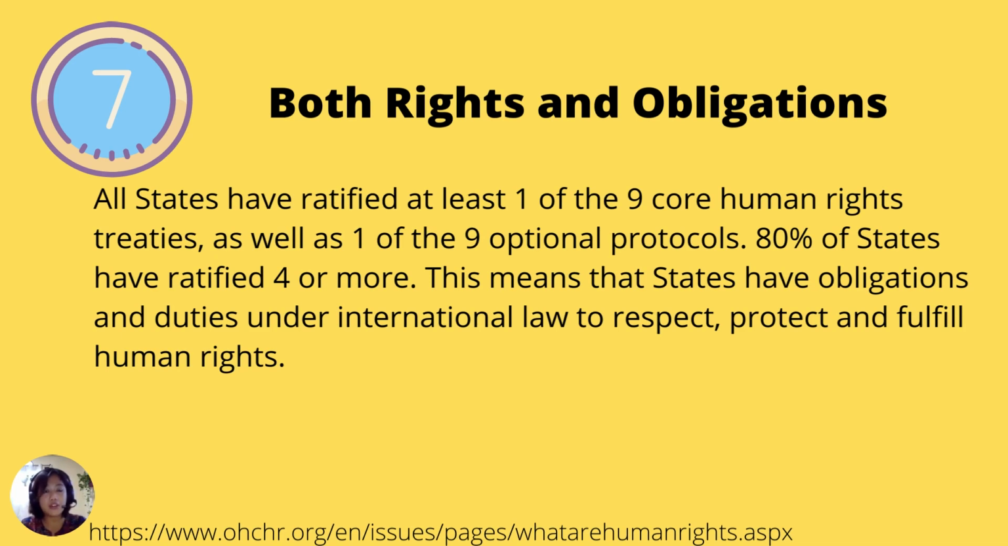Pag sinabi natin both rights and obligations, it's a matter actually of a relationship between us, the people, and the government. Okay? So all states have ratified at least one of the 9 core human rights treaties. So ito pag-uusapan natin pagdating natin sa Module 4 or dun sa Universal Declaration of Human Rights. So as well as one of the 9 optional protocols. So 80% of the states in the entire world have ratified 4 or more. So this means the states have obligations and duties under international law to respect, protect, and fulfill human rights.